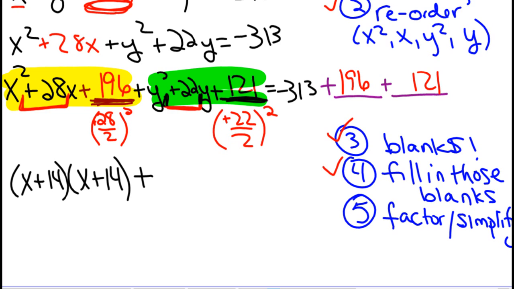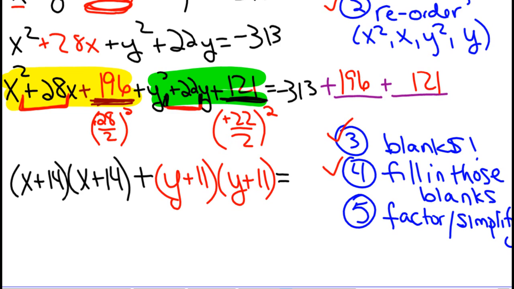And so then I do the same thing for my y squared group. 2 numbers, when I multiply them, I get 121, and when I add them, I get 22. Well, that's 11 for both of them. So y plus 11 times y plus 11, right? And then on the right side, all I have to do is add all of those together, right? And so when I do a negative 313 plus a 196 plus a 121, I get a 4, okay?